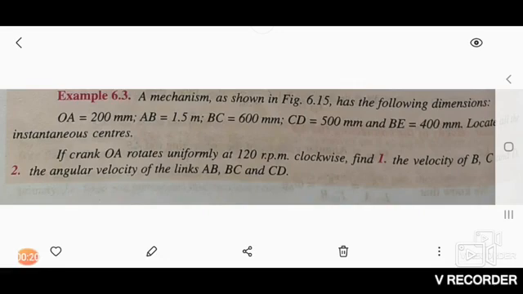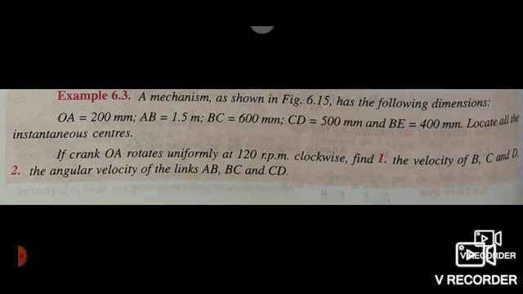Today we will solve one numerical. A mechanism as shown in figure 6.15 has the following dimensions: OA equal to 200 mm, AB equal to 1.5 meter, BC equal to 600 mm, CD equal to 500 mm, and BE equal to 400 mm. Locate all the instantaneous centers.